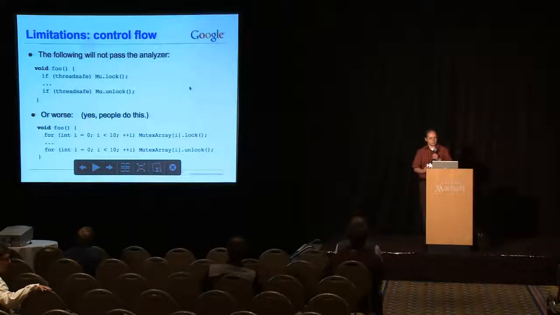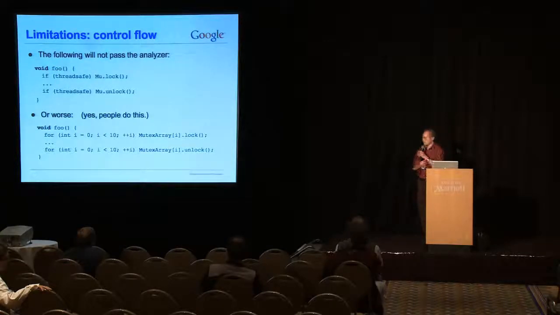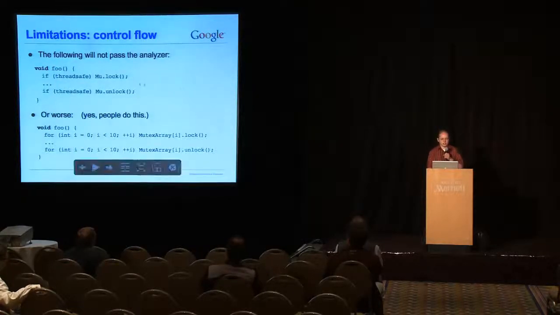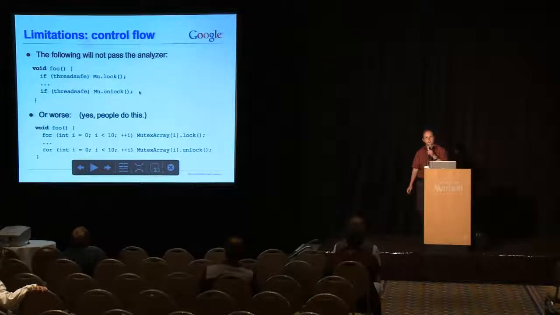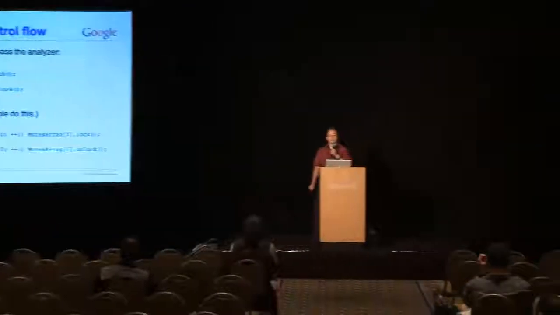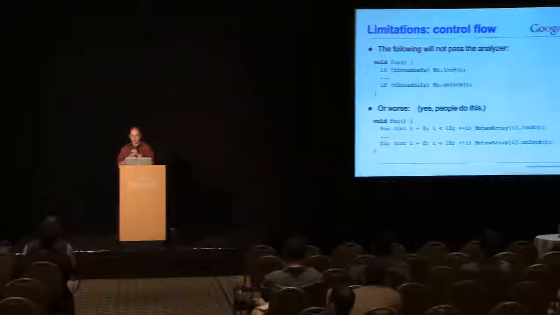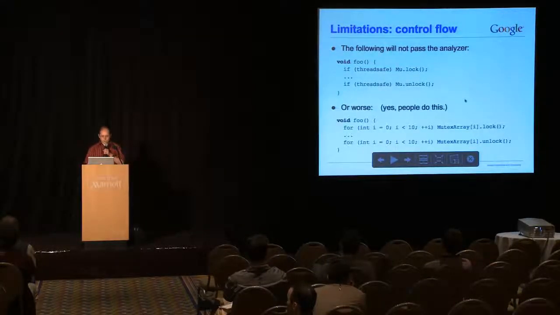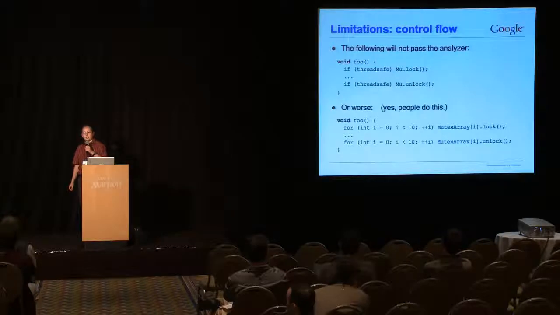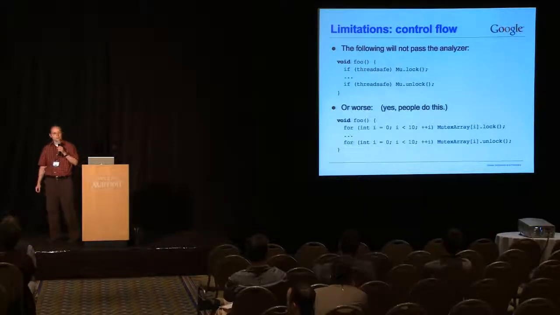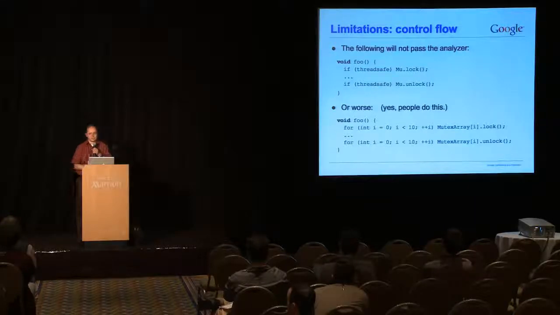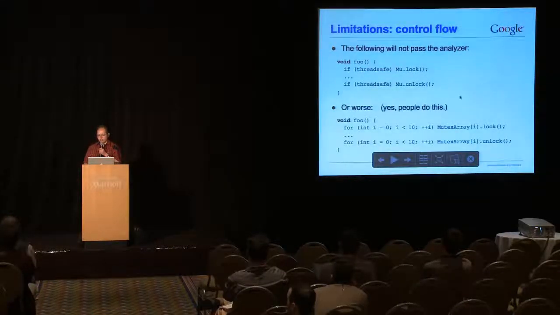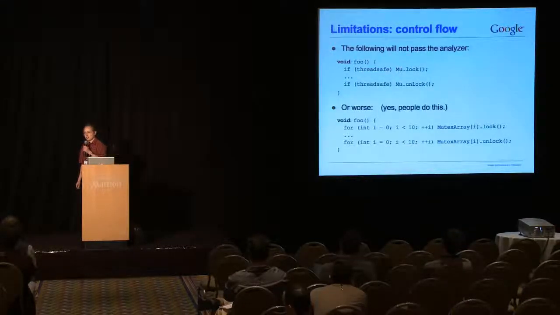So, some limitations. I mentioned the thing about join points that prevents things like if threadsafe mu.lock and if threadsafe mu.unlock. Because there's a join point there, it'll give you some warnings that can be irritating at times. Another thing that we have seen in practice is people do something very complicated, like lock and unlock a whole array of stuff. Not much I can do about that. We do have a way to turn off the warnings. If you have a function of this nature, you can put no thread safety analysis on it, and it will turn off your warnings for you.